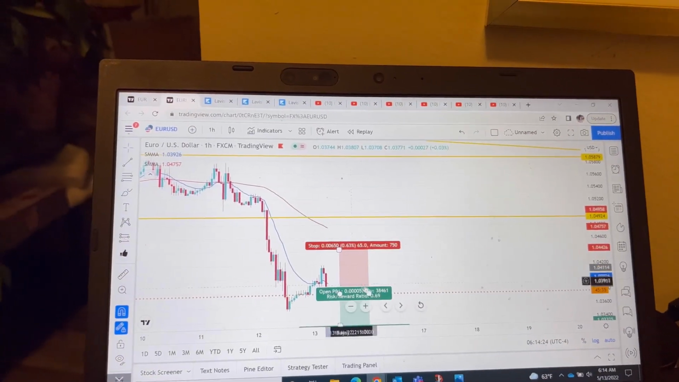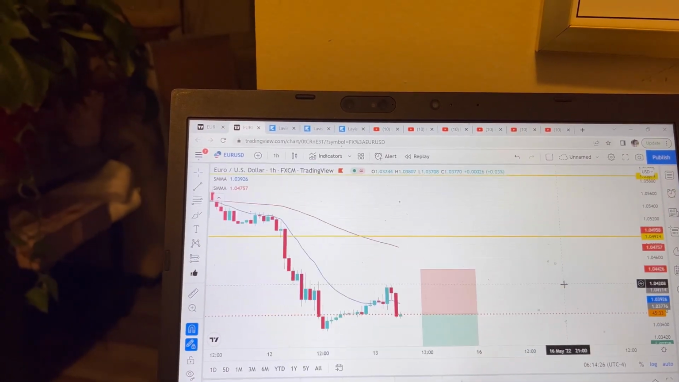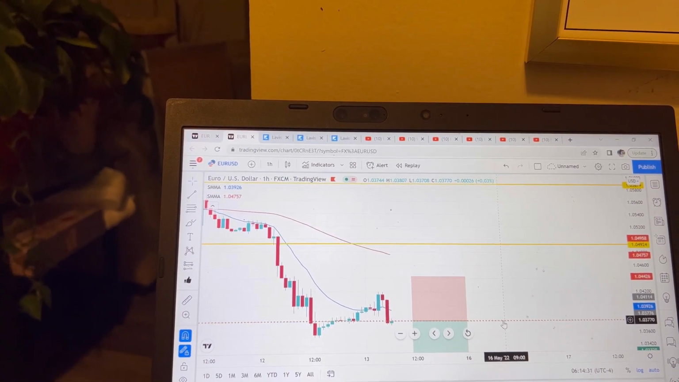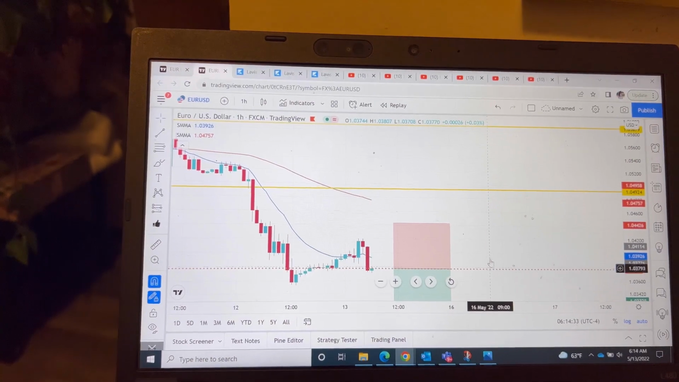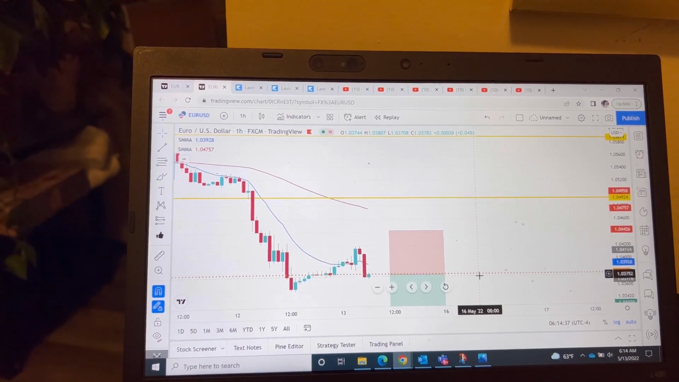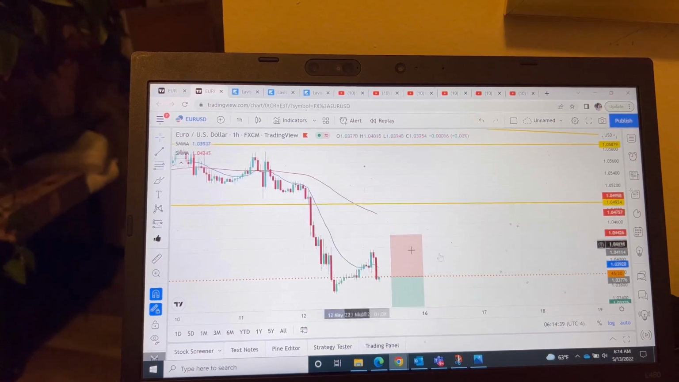Okay, so I just entered into the trade. I got in right at 1.03. I put my stop at 1.04. I did put a take profit. I'm just gonna watch it and let that drop.